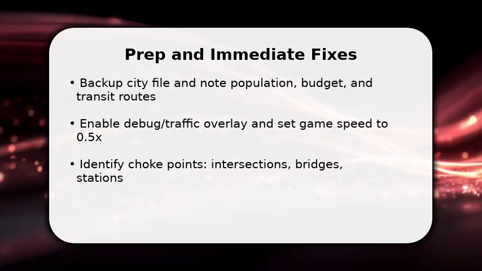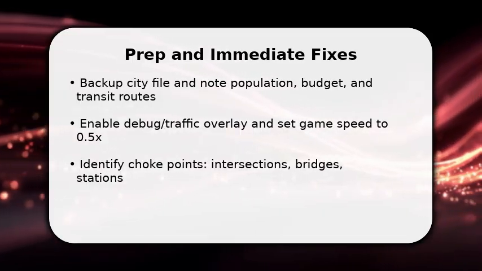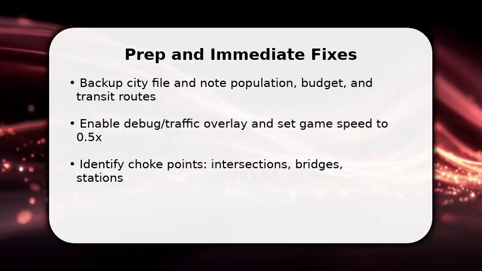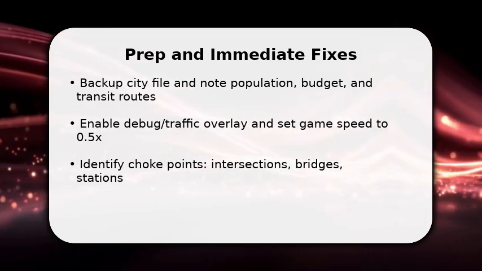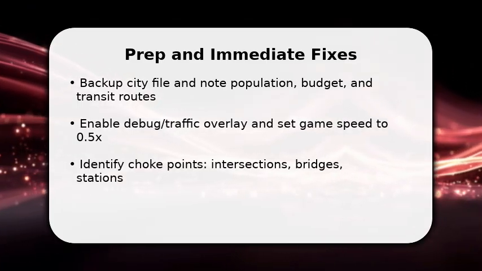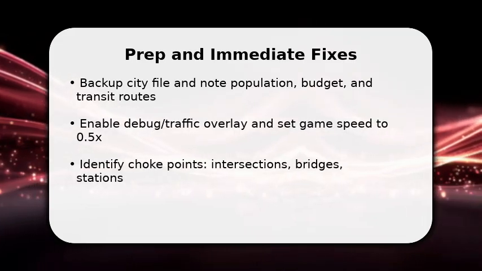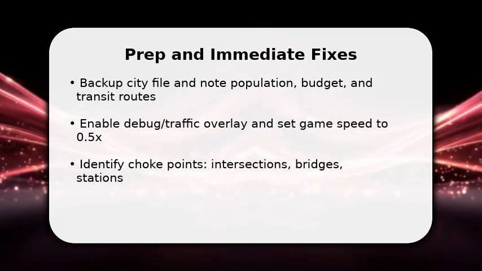You start by backing up your save and opening the traffic overlay so you can see vehicle flow immediately. Once done, slow the simulation to half speed to test changes without cascading failures. You inspect the map for choke points, intersections, narrow bridges, and overcrowded station entrances, because these are where delays originate. Then you temporarily close problem links to stop new congestion while you plan reroutes and quick fixes.